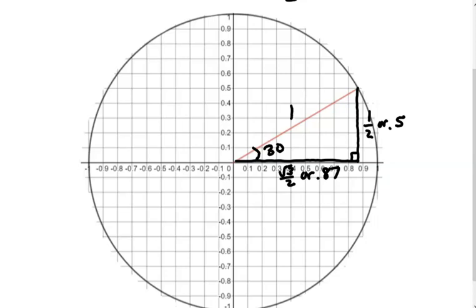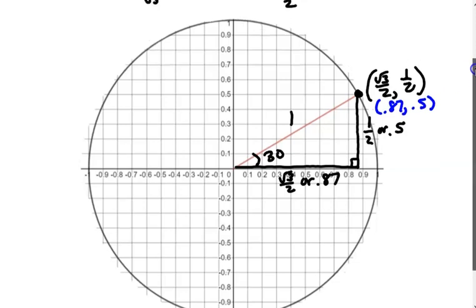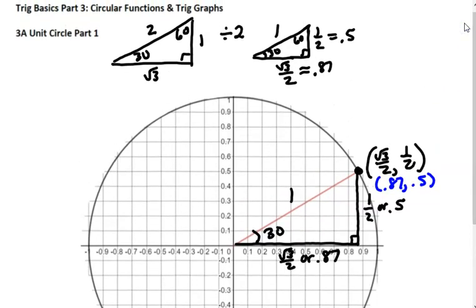We also talked about earlier that if I'm going to plot the coordinates of this point right here, I would just need to find its x value and its y value. Well, the x coordinate here would be the square root of 3 over 2, or 0.87, and the y coordinate would be 1/2, or 0.5. So I can label this point the square root of 3 over 2, 1/2. And that would be in decimal form the same as 0.87, 0.5.